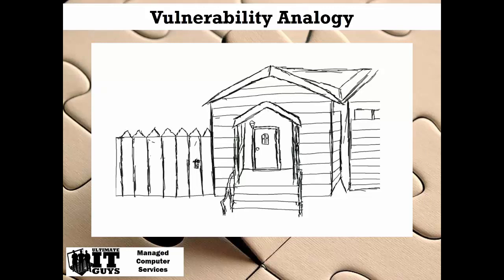So I'm going to use an analogy of a house to help us explain these terms. We all understand that at our home, we want to keep bad guys out. We don't want somebody breaking in and stealing our new flat screen TV or jewelry or things like that in your home. One of your first lines of defense in a home is your door, and you usually have a lock on the door.